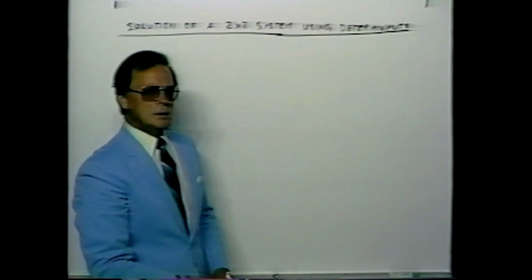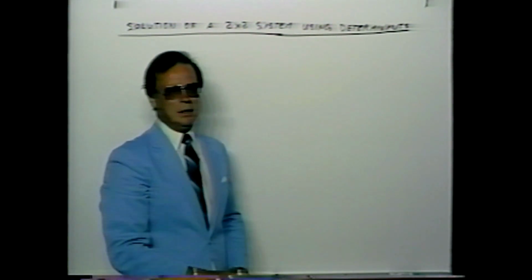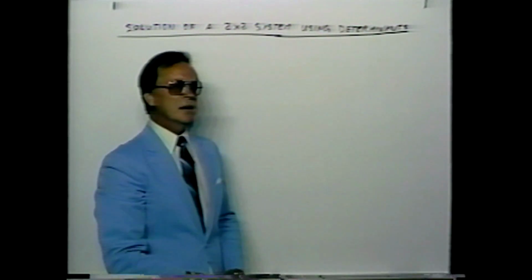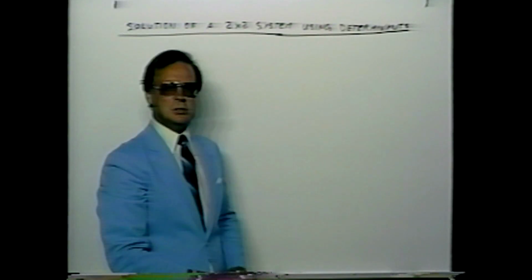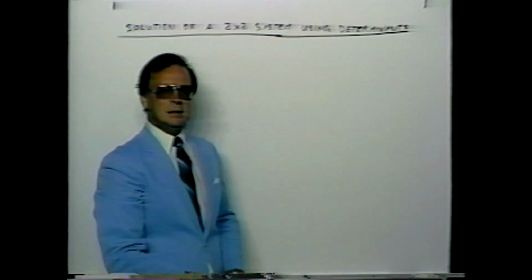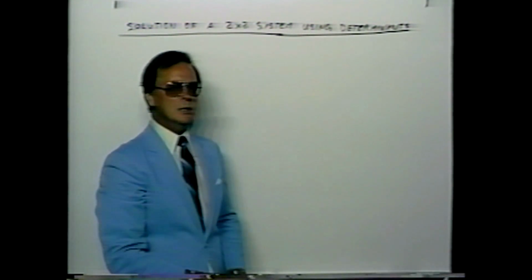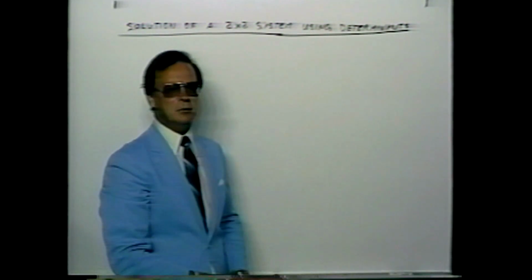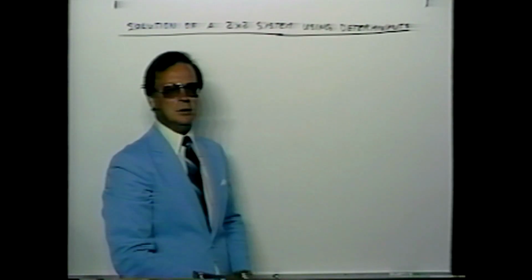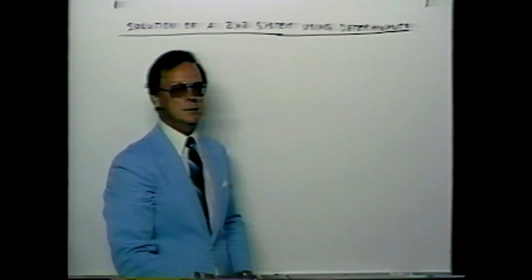I will now demonstrate how a 2 by 2 system of equations can be solved by using determinants. This is a method suggested by G. Kramer, a mathematician of the 18th century who used determinants to solve systems of equations. It is fairly efficient for up to a 3 by 3 system, but beyond that it requires too much effort due to the enormous amount of calculations required.